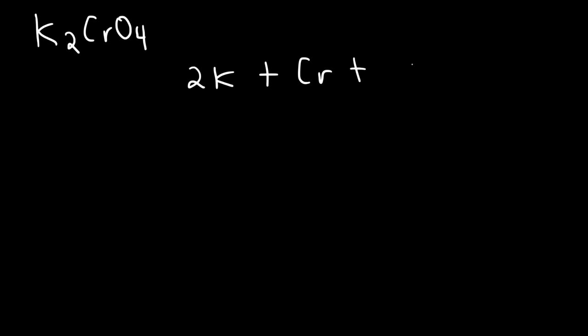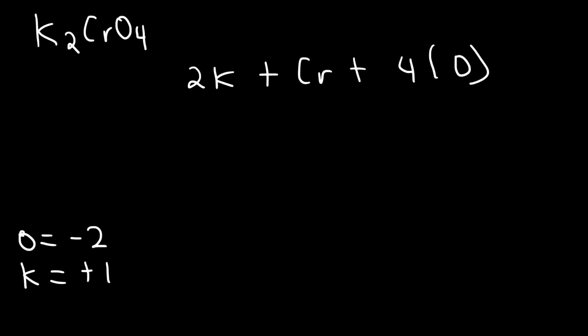Go ahead and try this one, K2CrO4. Find the oxidation state of every element in that example. So we have 2 potassium atoms, a chromium atom, and 4 oxygen atoms. Now we know oxygen is going to have an oxidation number of -2. Potassium is an alkali metal, which all of them have a +1 charge. Chromium is the transition metal, and it has a variable charge, so that's the one we got to solve for.